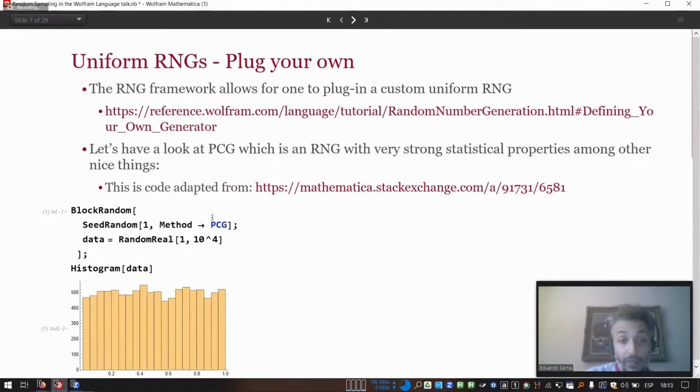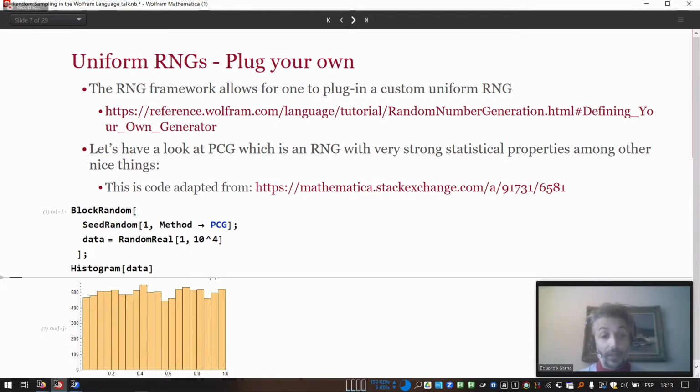And we can see that once you've defined the code, you specify the method to SeedRandom, and we can generate 10 to the 4 numbers, and it looks entirely reassuringly plausible. There's more jitter now because the size of the sample is only 10 to the 4.